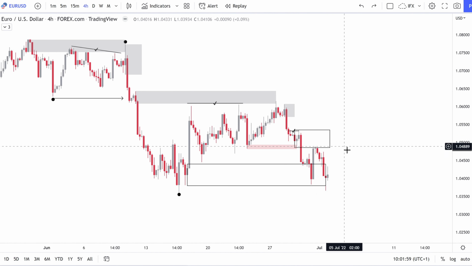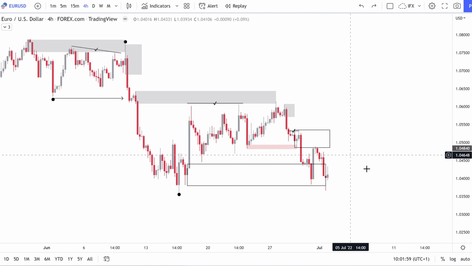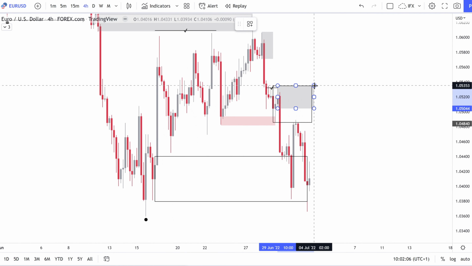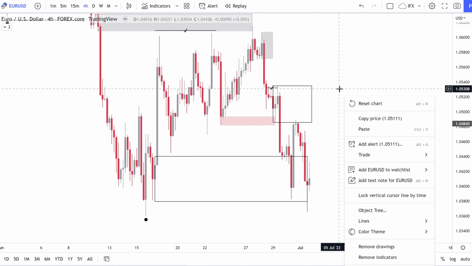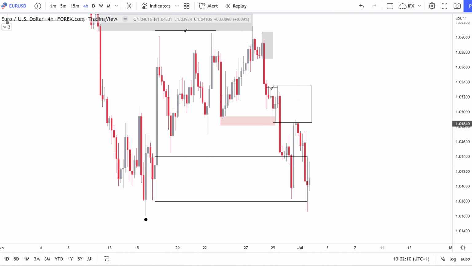Now, what we need to identify and understand is that price is not always going to come to mitigate your refined POIs. So understand what happens. Understand if it has reacted to a range, and then what has it done after that? So price reacted to this range H4 POI.